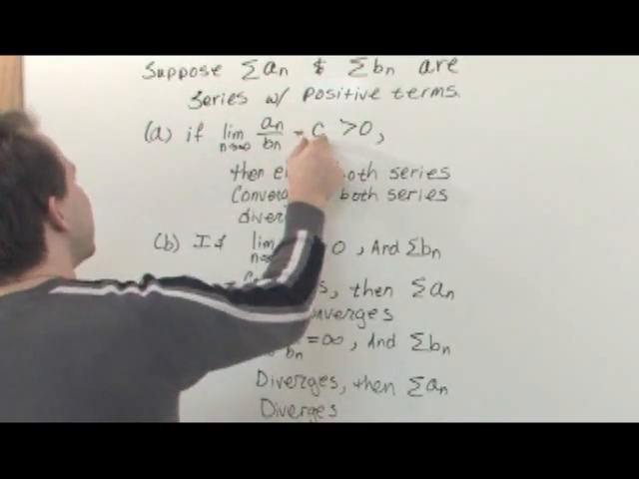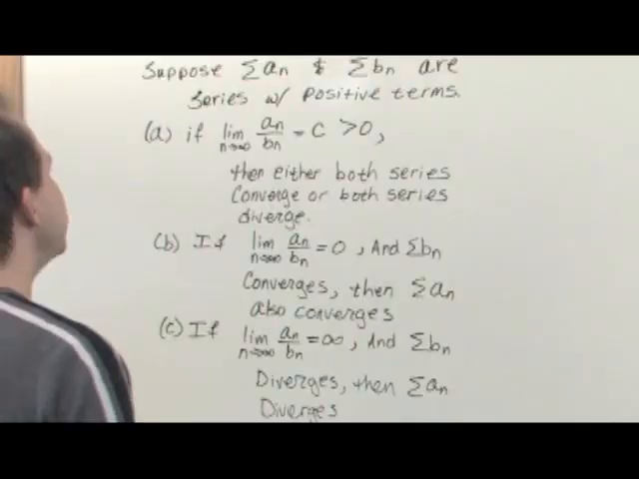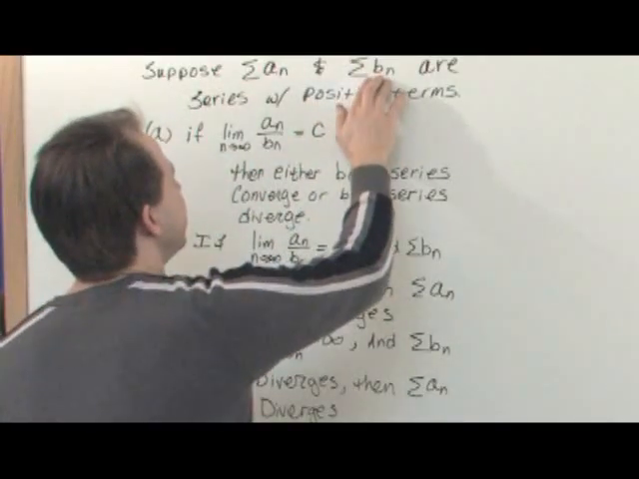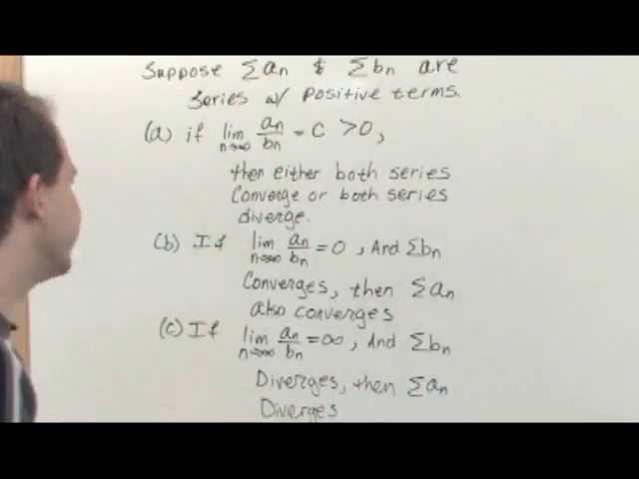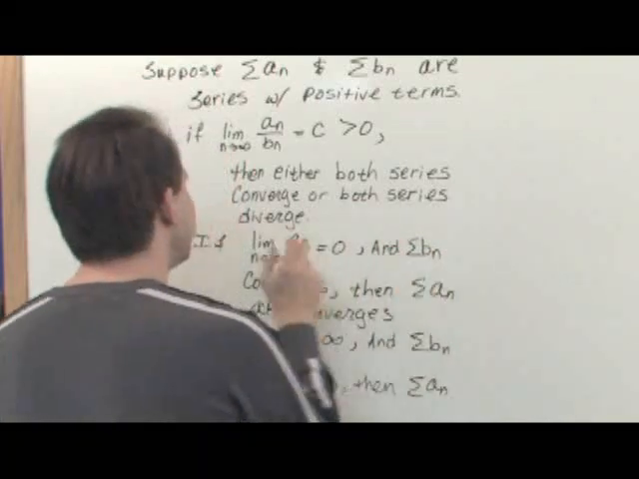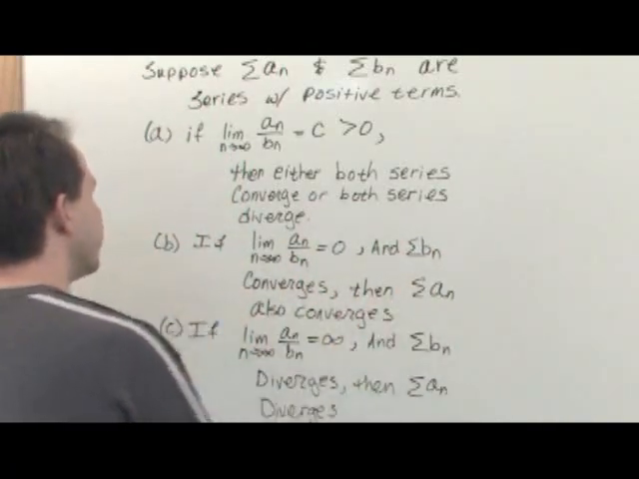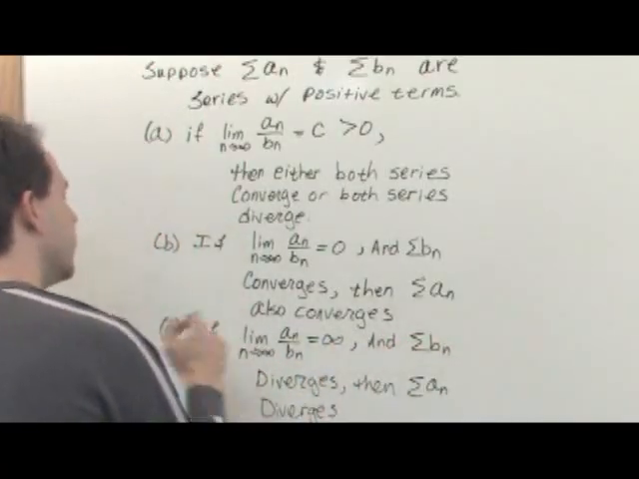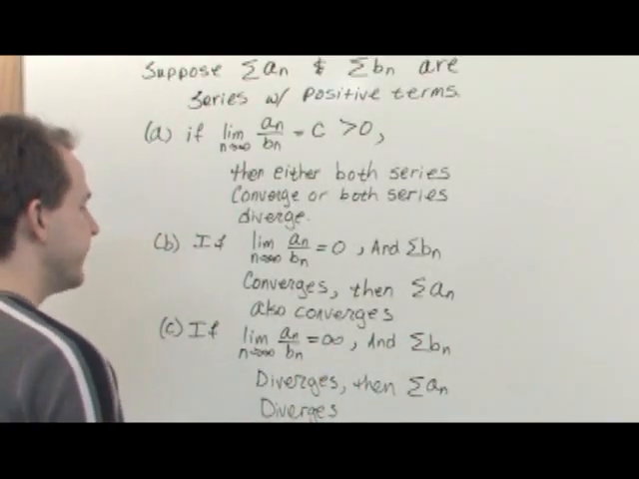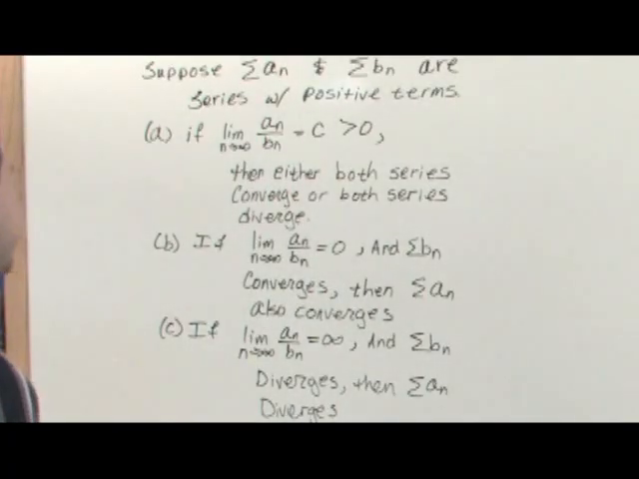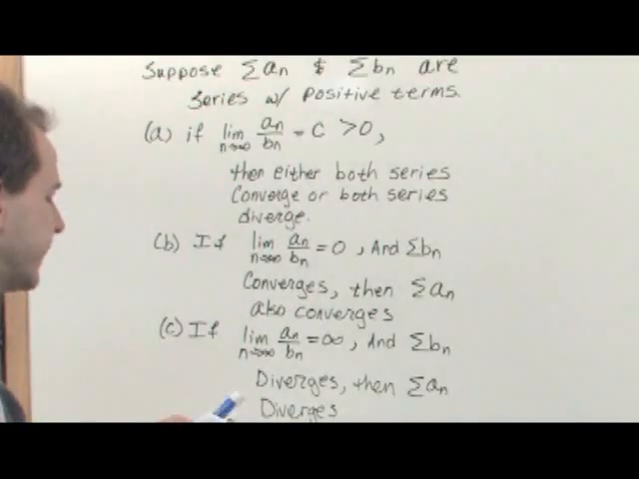If that limit comes out to a number greater than 0, then either both of these things converge or they both diverge, and so you're usually going to be able to figure out if B diverges or not, and that'll tell you if A diverges or not. If you take that limit and you get exactly 0, but b sub n converges, then a sub n also converges, and if you do that limit and you get infinity, and b sub n diverges, which means it goes to infinity, then a sub n diverges as well. Okay, so they're a little bit symmetric. There are 3 cases. You really should write them down and try to memorize them, and we're going to work some problems here to get some practice.